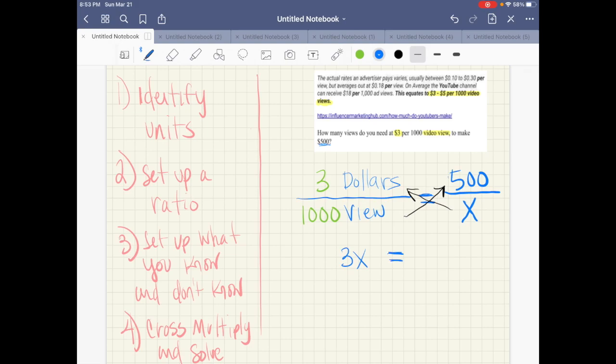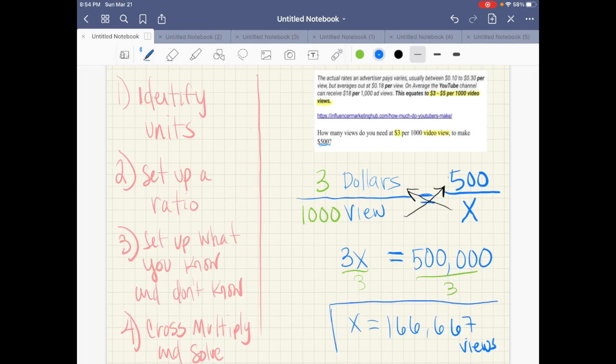equals 500 times 1,000, which is 500,000. So then we're just going to divide both sides by 3. And we get roughly 166,667 views. So every time your video is viewed 166,000 times, you could expect to make about $500.